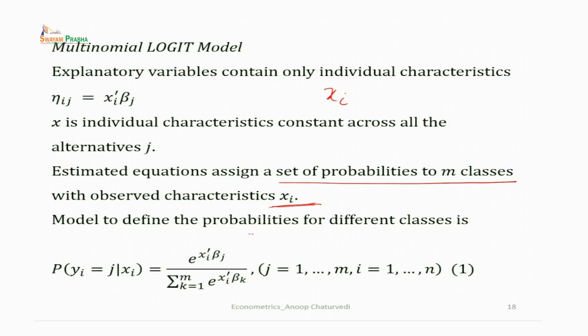Then the model to define the probabilities for different classes is, we are taking this logistic function, say probability y_i equal to j given x_i is equal to e to the power x_i transpose beta_j divided by summation k equal to 1 to m e to the power x_i transpose beta_k, j equal to 1 to m, i equal to 1 to n.